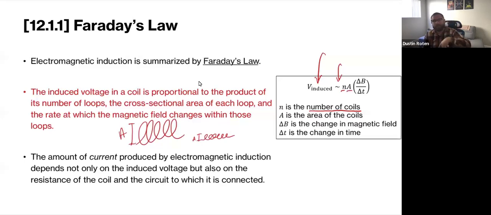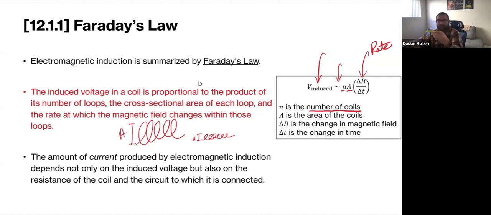ΔB is the change in the magnetic field, and Δt is just how long it takes for that change to happen. This is something we've already talked about. This is a rate, almost like a velocity. It's just how long it takes something to happen. That's why only the motion of a magnet in a coil will cause an induced voltage. If you just put a magnet in a coil and leave it there, that doesn't do anything. You'll have a voltage when you put the magnet in, but as soon as you stop, the voltage goes away.